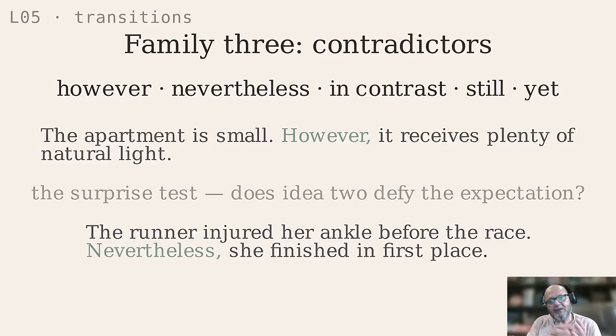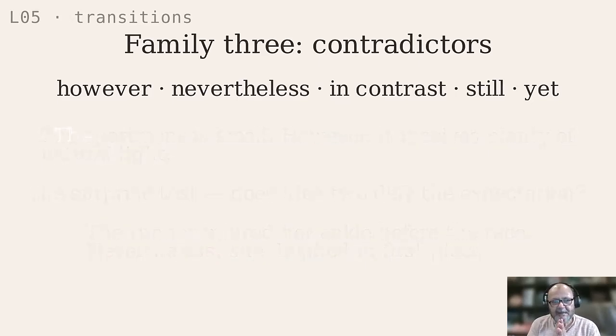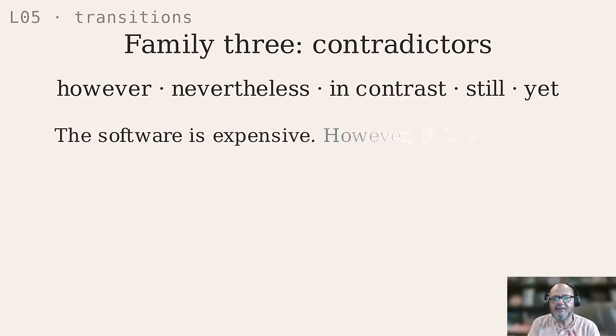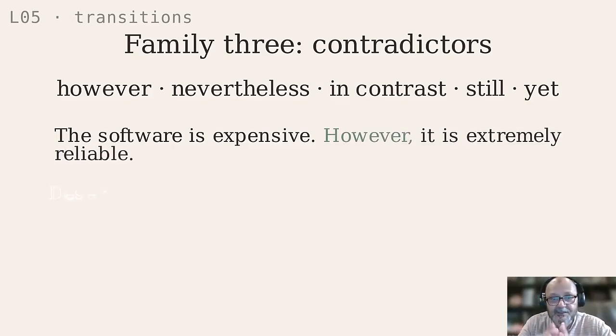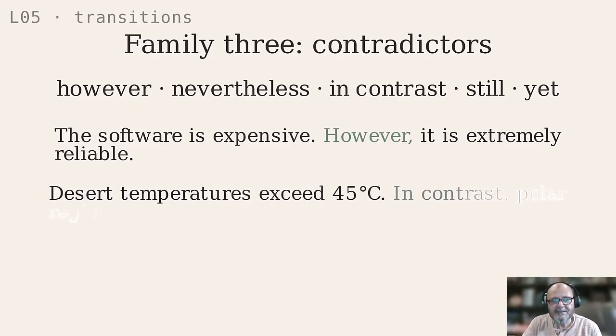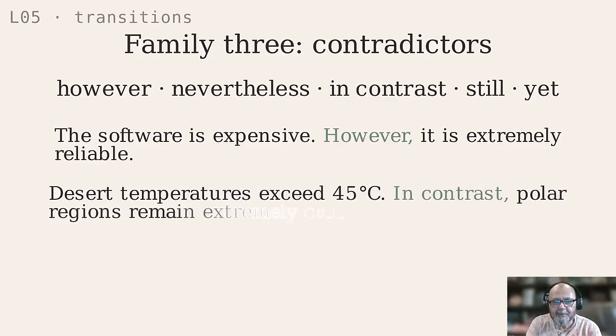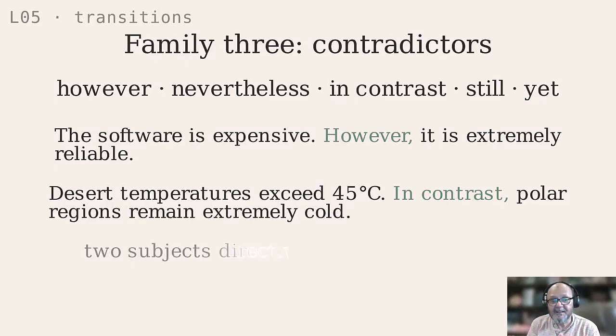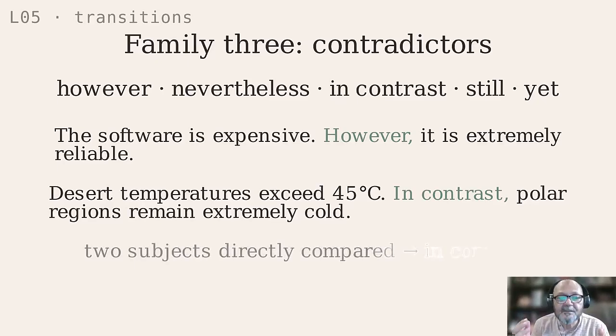Now let's look at however versus in contrast, right? However and in contrast, these words are similar, right? But they're not always identical. However can introduce a general change in direction. For example, the software is expensive, however, it is extremely reliable. In contrast compares two different people, objects, groups, or places. For example, desert temperatures can exceed 40 degrees Celsius. In contrast, polar regions remain extremely cold. When two separate subjects are being directly compared, in contrast may be more precise, right?